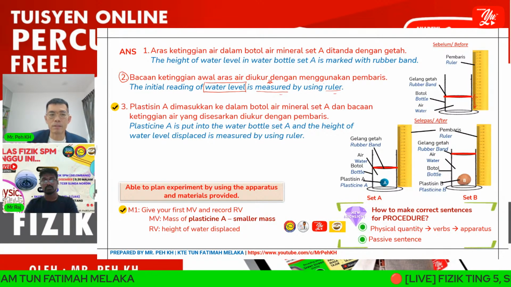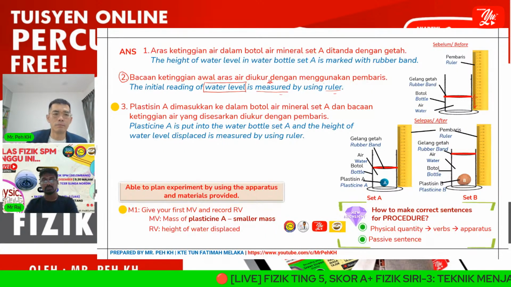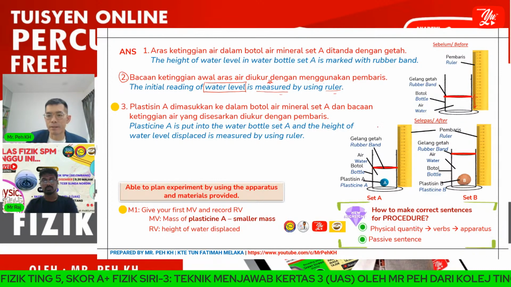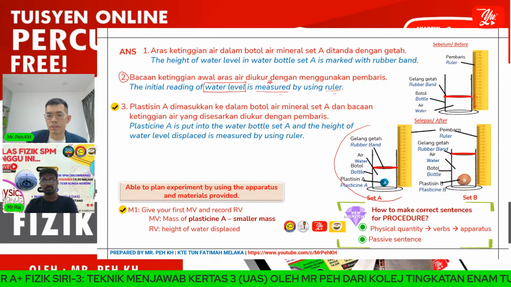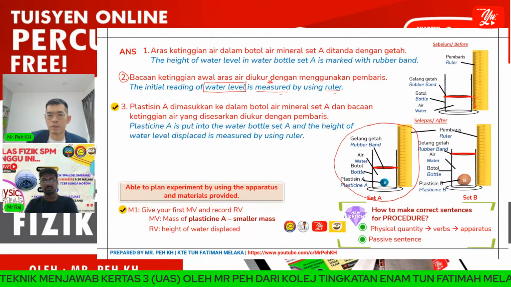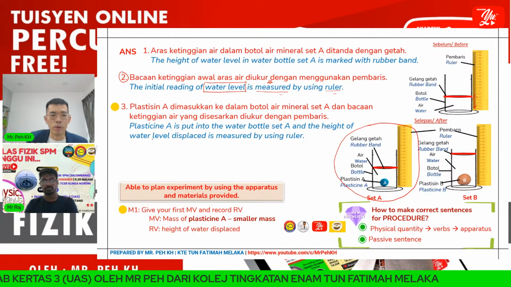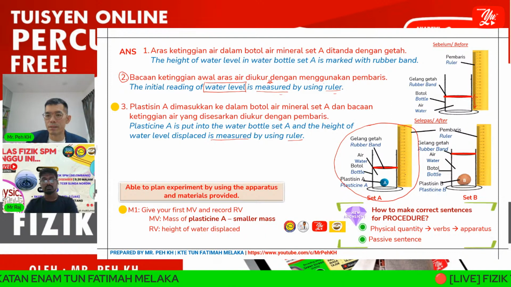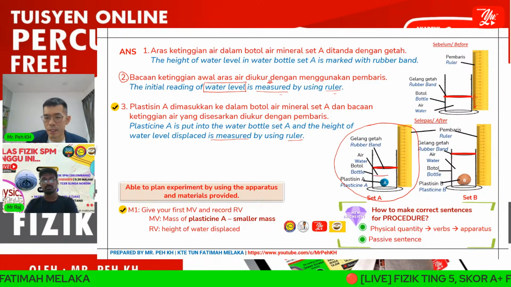Okay, and then here the first mark given will be this. Plasticine A is put into the bottle, set A. Will be this first. Then the water level displaced is measured by using a ruler. It will be like this. So initial will be maybe here.